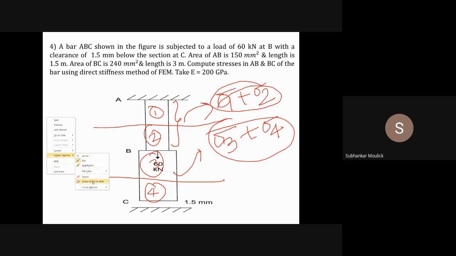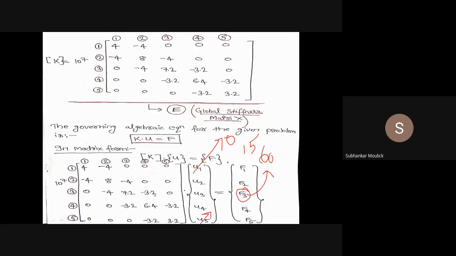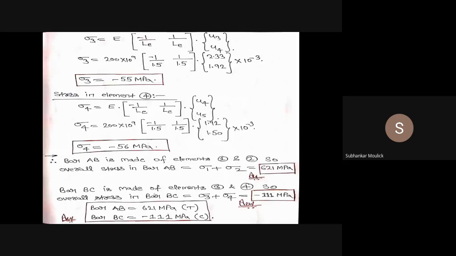Is it clear? And that value is coming out to be, I will show you. Yes, that value is coming out to be sigma 1 plus sigma 2 is 621 megapascal, and sigma 3 plus sigma 4 is minus 311 megapascal. Is it clear? So bar AB is subjected to tensile stress, and since the value for BC is negative, we can say that bar BC is subjected to compressive stress. Is it clear to all of you? Any doubt in the problem?